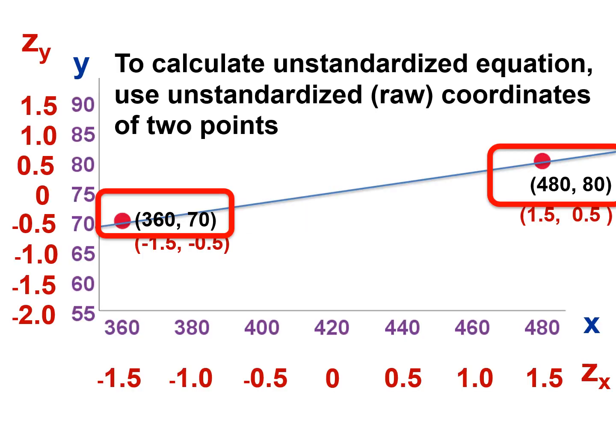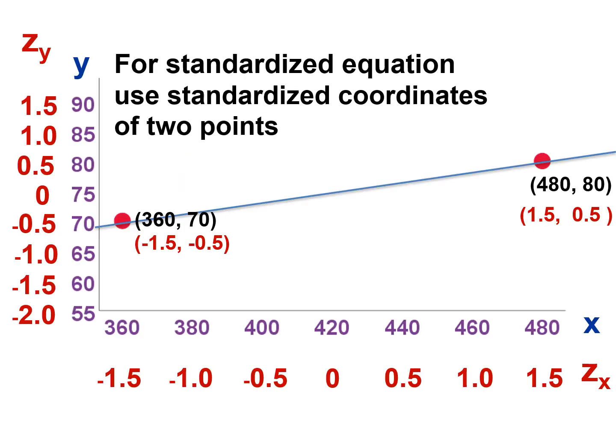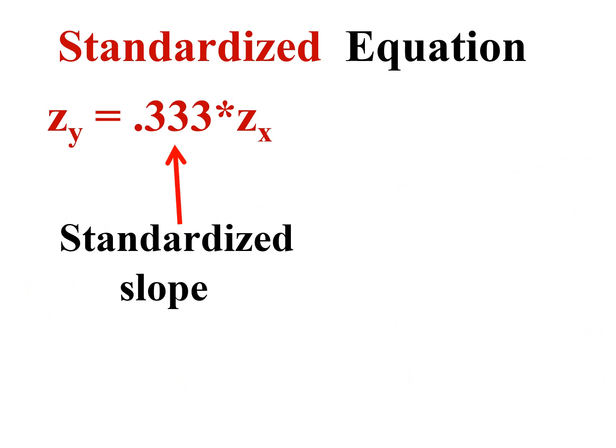To calculate the unstandardized equation, we use the unstandardized or raw coordinates of the 2 points. We use those coordinates to find the line slope and intercept. The unstandardized equation of a line includes the line's unstandardized slope and its unstandardized intercept. To calculate the standardized equation, we use the standardized coordinates, the Z-scores, of the 2 points. We use these coordinates to find the line slope and intercept. The standardized equation of a line includes the line's standardized slope. There is also a standardized intercept, but we will talk about that later.